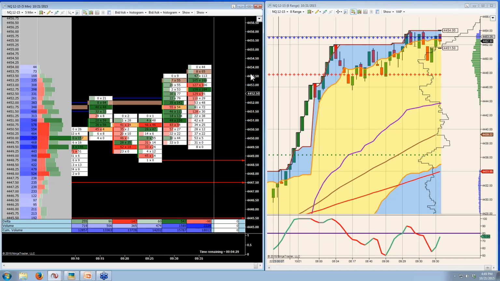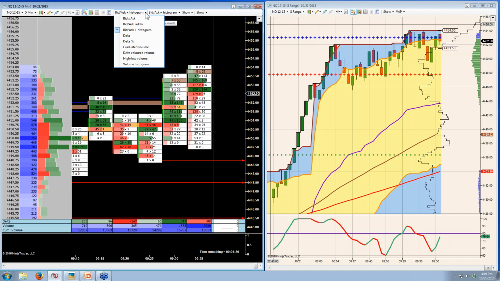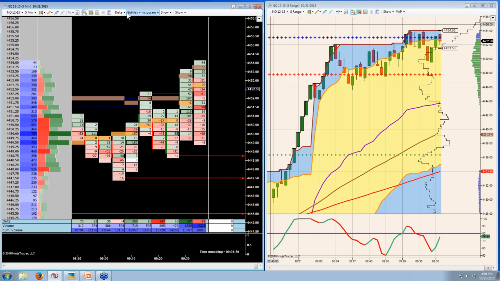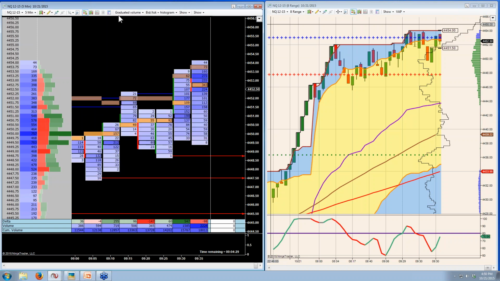All right. So on this here, like I said, I'm choosing the option for bid-ask histogram, but I can view this as bid times ask, and it'll still be graduated coloring based on the amount of buyers or sellers coming in. And this is always read on a diagonal, okay? It's always read on a diagonal, just like your dome. And I can view it as a bid-ask ladder if I want. Delta, I can just show the delta, graduated volume.